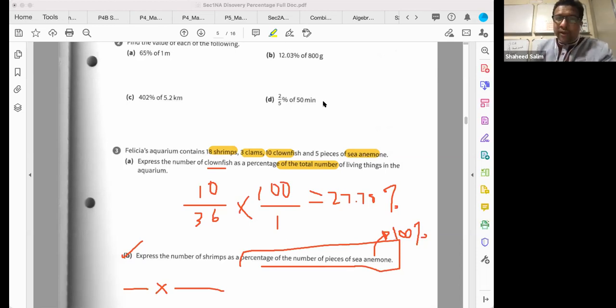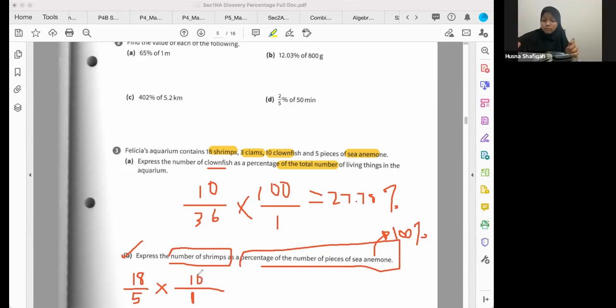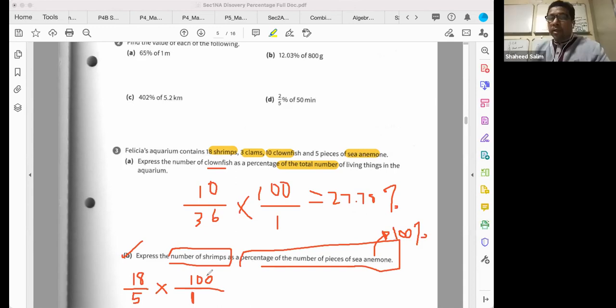So those of you who do not know, very simple. Remember what I tell you, the four ABCD. This one put 1. It will always be 1. Then they ask you to express the number of shrimps. How many shrimps are there? 18. I put 18 here. But you want it in percentage, as a percentage of the number of sea anemone, you put 5 down here. This 5 is how many percent? As I mentioned, as a percentage of 100. Can you see? Can see, right? Once times you get 360%.